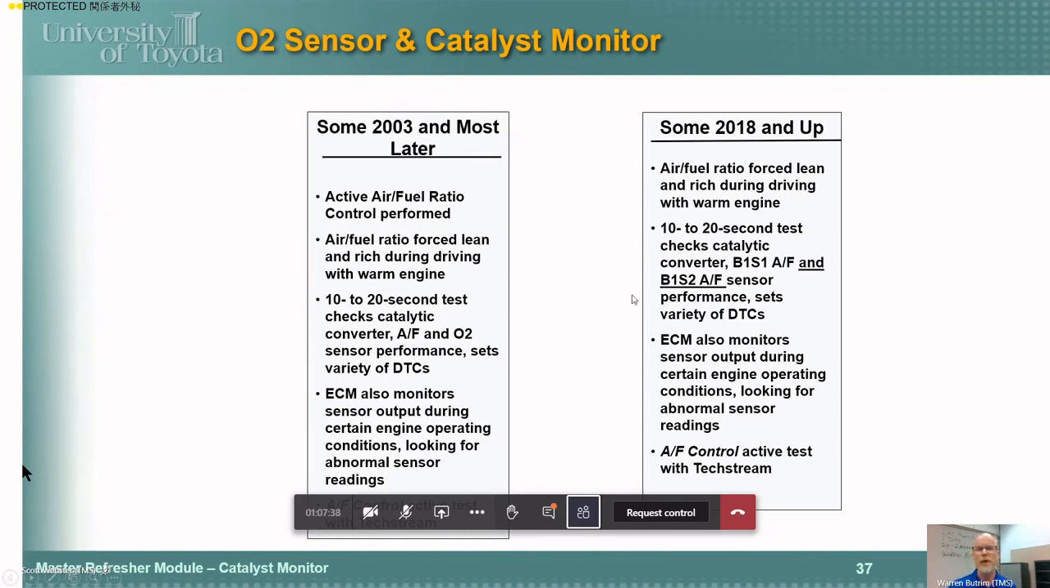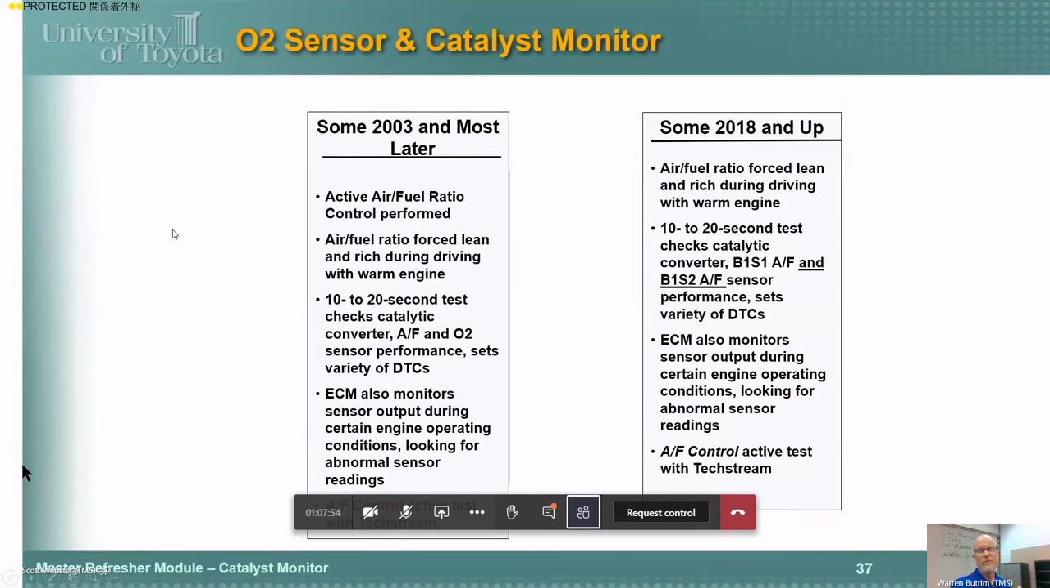So I mentioned that with the active air fuel ratio control, this is for all of our later model cars. If you're working on something that was built before the turn of the century, guys, it's going to be different. It doesn't do this automatically. It can't be, it's non-intrusive.